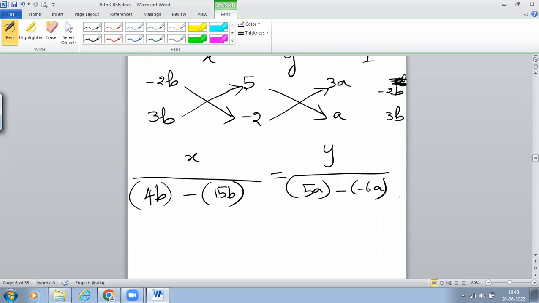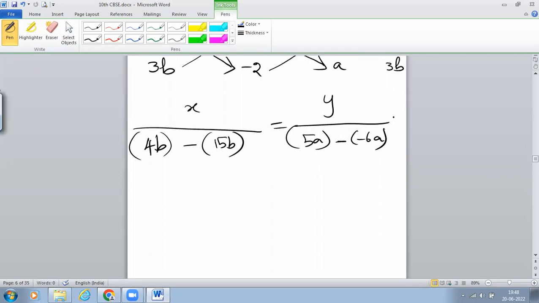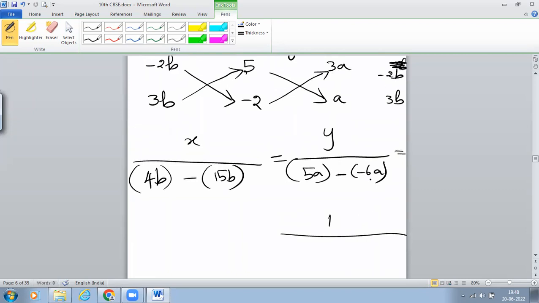Next, which is equal to, there is no space here. I have to put equal to over here, but since there is no space, we write it over here. So which is equal to 1 divided by, now listen, this 3a into 3b. What is 3a into 3b? 3 3s are 9, a into b is ab. So 9ab.